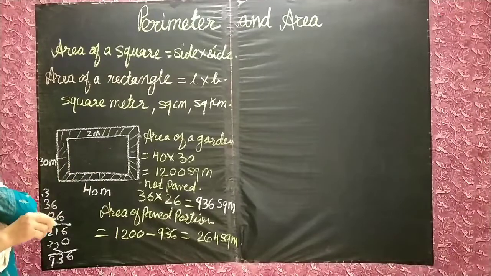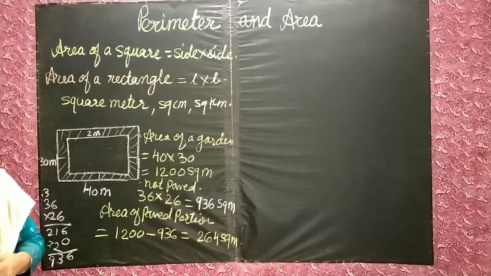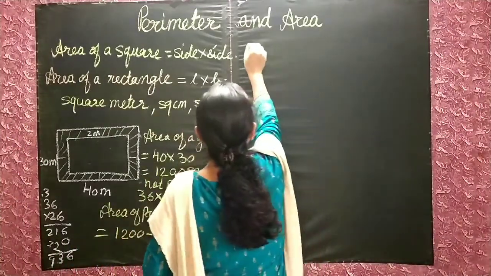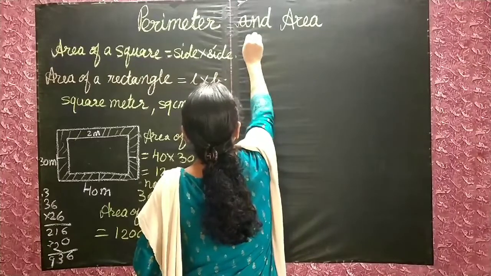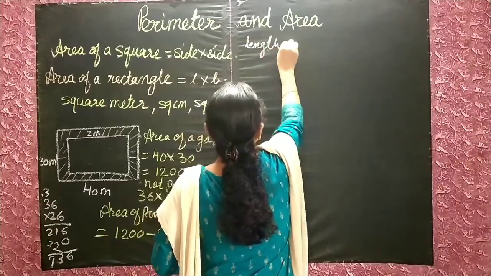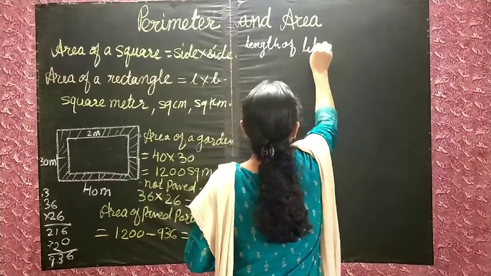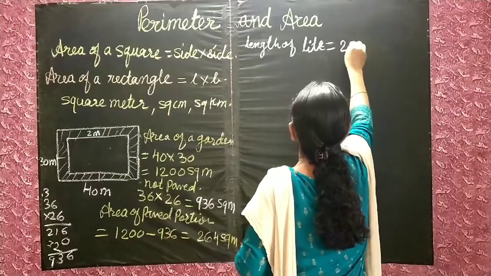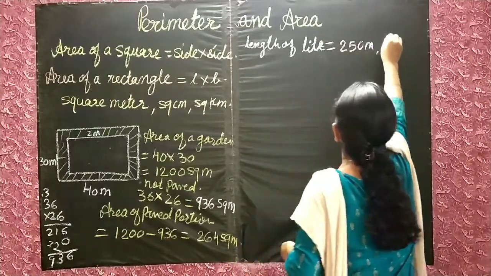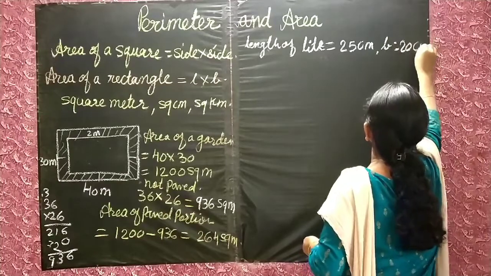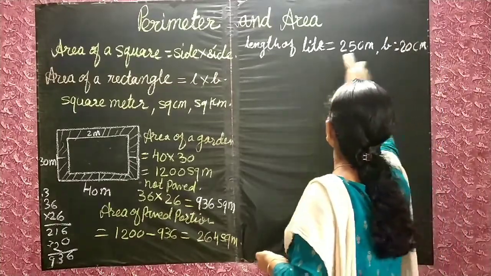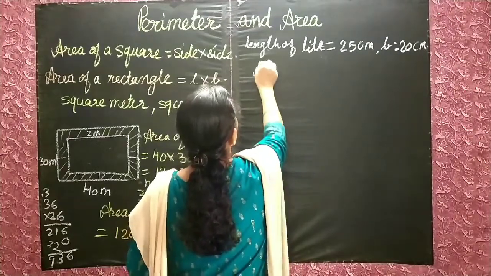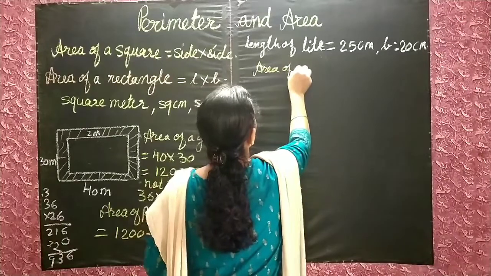Now what to do? We have to find out first the area of one tile. Now here the length of the tile is given. Length of the tile is given how much? 25 centimeter, and breadth is given 20 centimeter. Length and breadth are given. Now find out the area. This is a rectangle, so length times breadth is the area of a tile. How much?